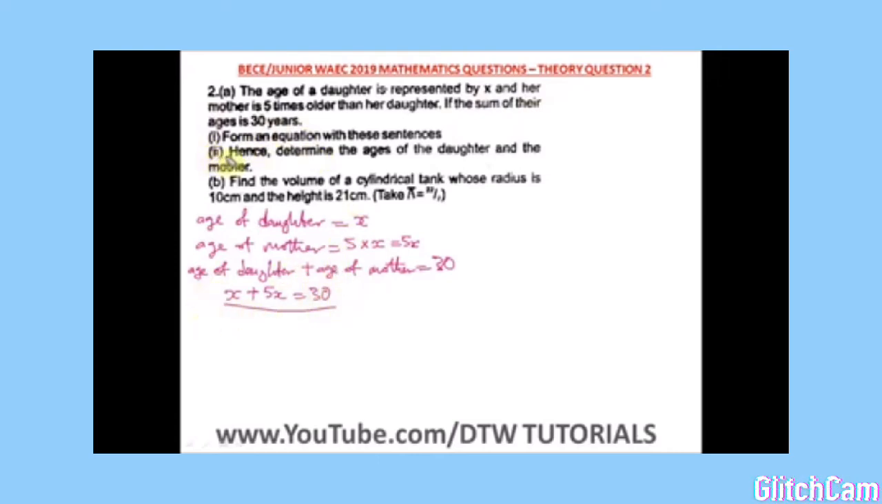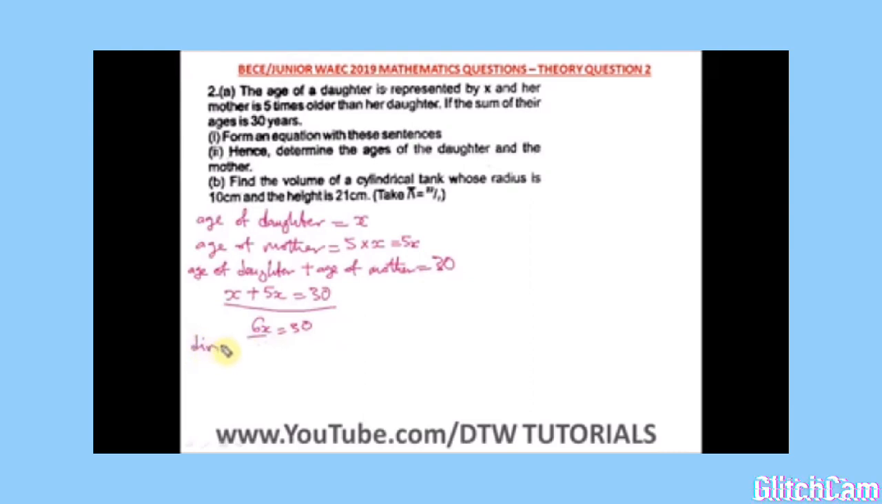It now says ii, hence determine the ages of the daughter and the mother. To determine the ages of the daughter and the mother, we have to find x, and from our equation we have x plus 5x equal to 30. And what is x plus 5x? We have 6x is equal to 30. To find our x, we have to divide both sides.